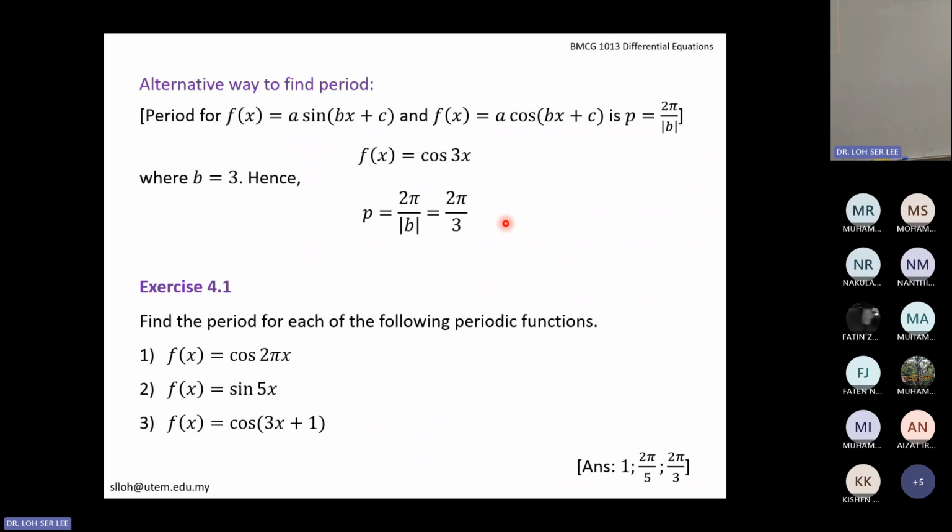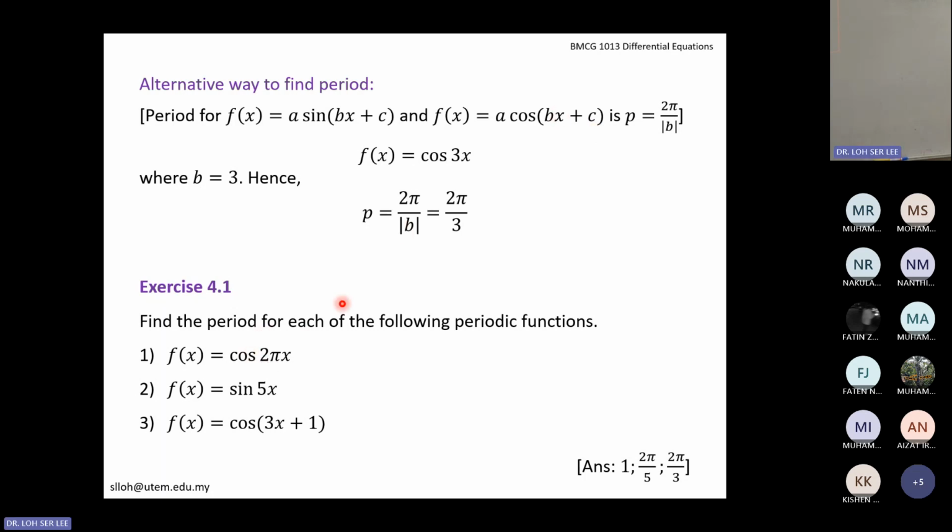Because we know that the cos function is a periodic function, we can apply the property of the periodic function to get the period. This is a much simpler way. We have shown the cos function is a periodic function. Now if we want to find the period for each of these, what is the b from this? We know that cos is a periodic function. What is the b?